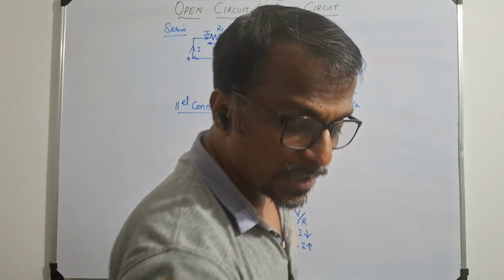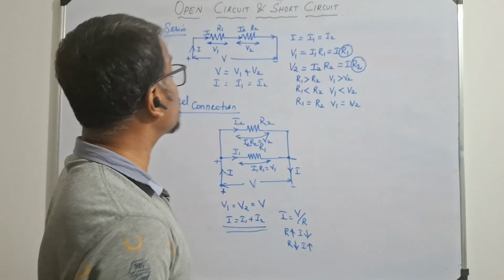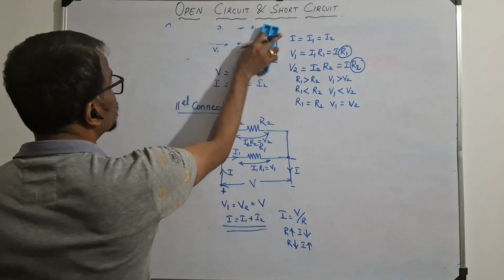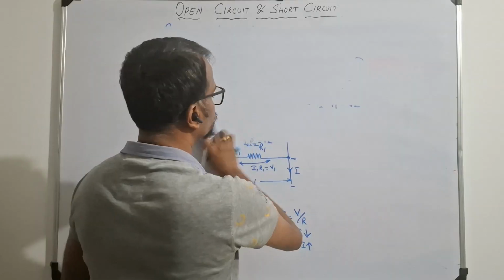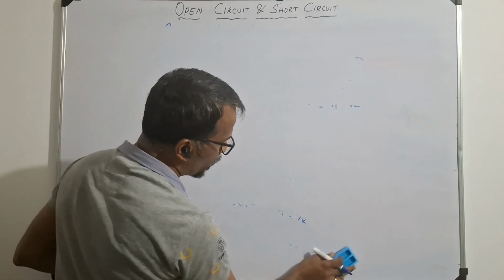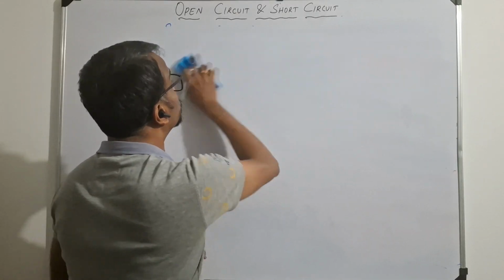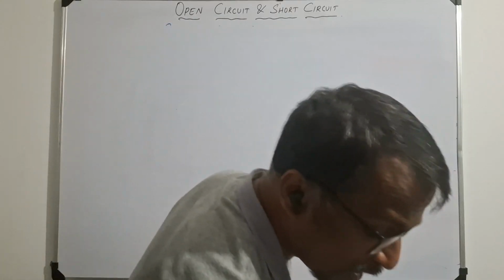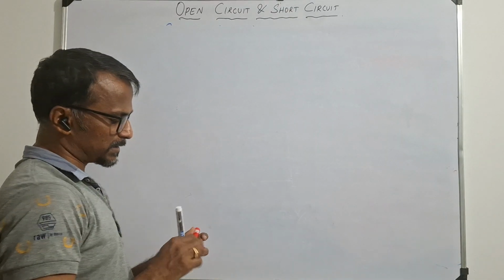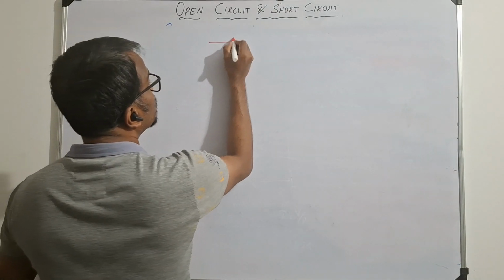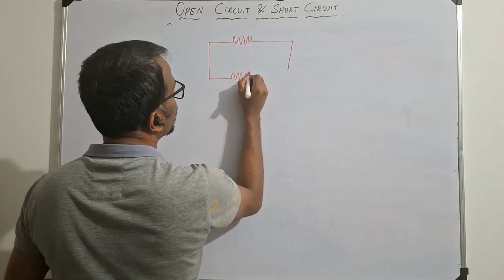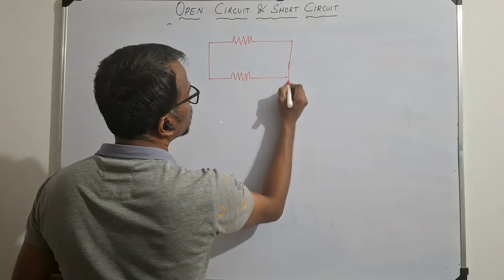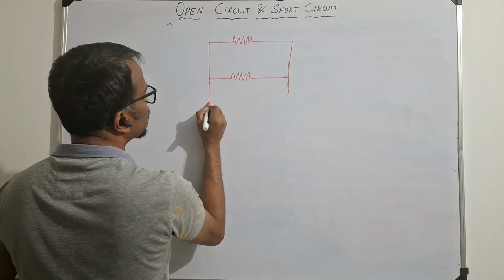Okay. So now let us understand what is meant by open circuit and short circuit. To help you understand this concept, let us see this now. We have the same circuit of the parallel connection. We have the resistance R1 and the resistance R2. Both are connected in parallel. So this is the circuit.